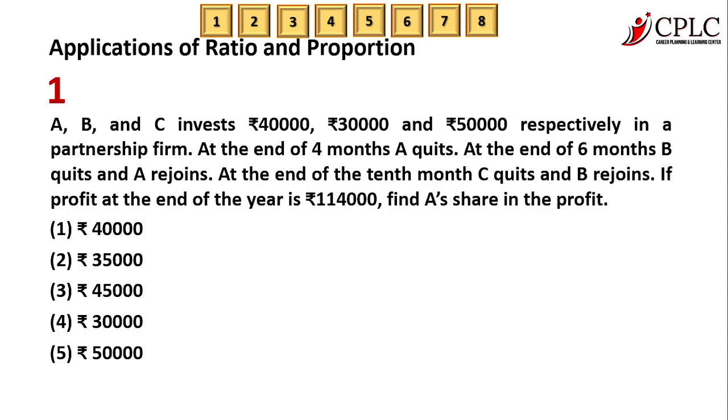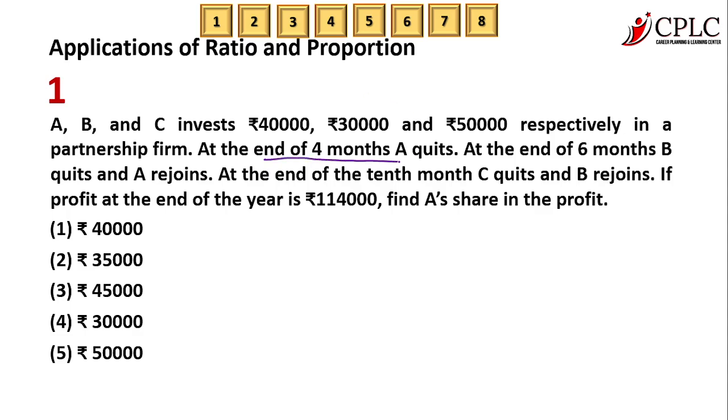If profits at the end of the year is 1,14,000, find A's share in the profit. So clearly, since nothing is mentioned, we have to go ahead with compound partnership, and also the values of the investments are clearly mentioned, but it is the time period that is supposed to be considered properly, and for that we need to read it clearly.